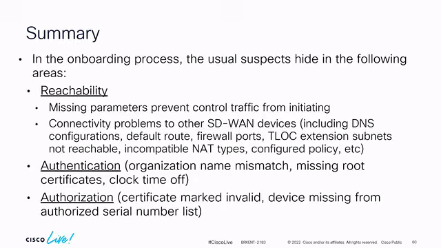And then, of course, authentication. We covered an organization name mismatch. Do we have a missing root certificate, or maybe our clock time is off? And then on authorization, do we have a certificate marked invalid, or is this device missing from our authorization list? I'm hoping you can take away something from today, and that some of the things we discussed can help you when you deploy your SD-WAN network, at least to figure out a strategy for finding these problems fairly quickly.